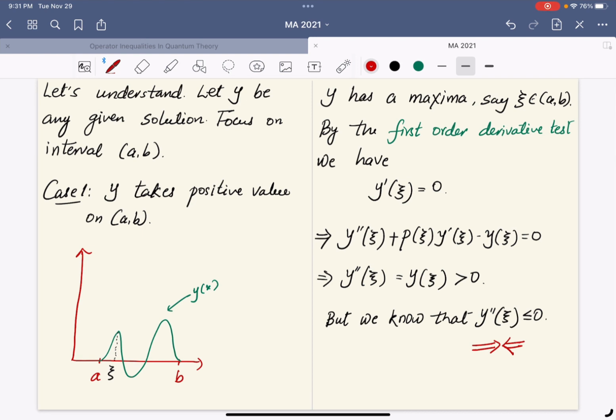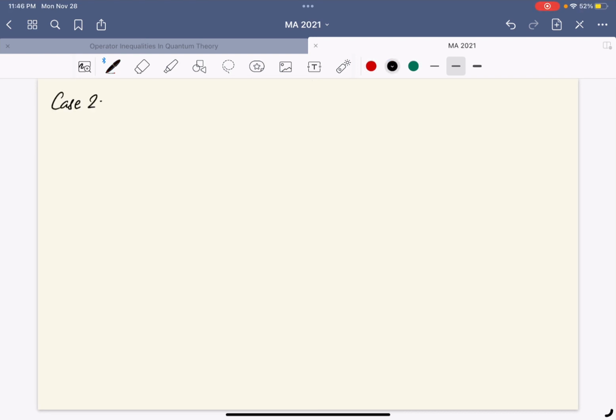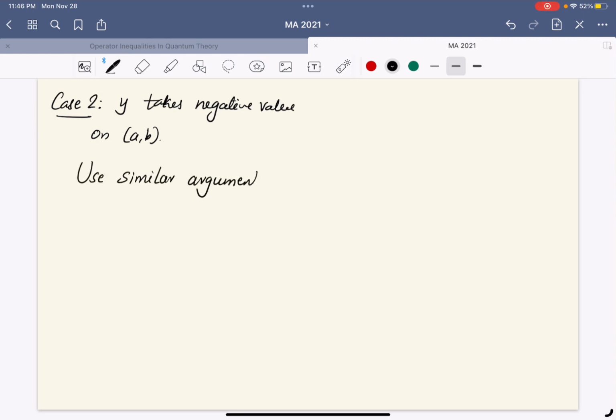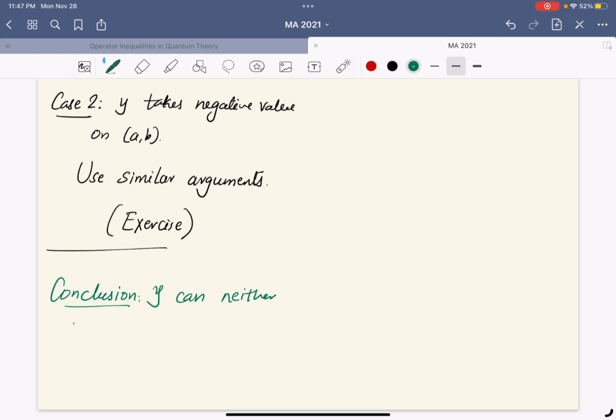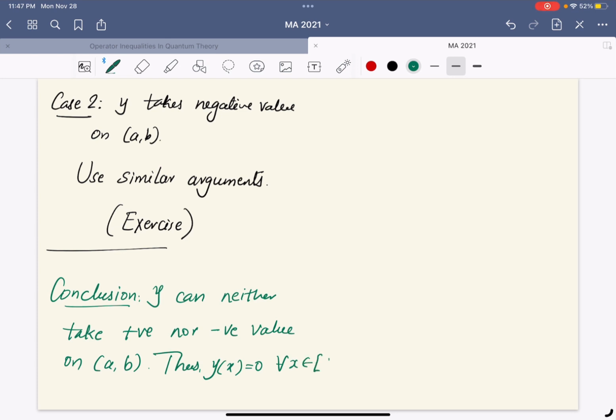So what we do next is we consider another case. Case 2. Suppose y takes negative values on [a, b]. Now you can use a similar argument to prove that this case also doesn't exist. I leave it as an exercise for you. So what is the conclusion here? The conclusion is that y can neither take positive value nor negative value on interval [a, b]. So the only option that's left is that y is a zero function, and hence this completes the solution.